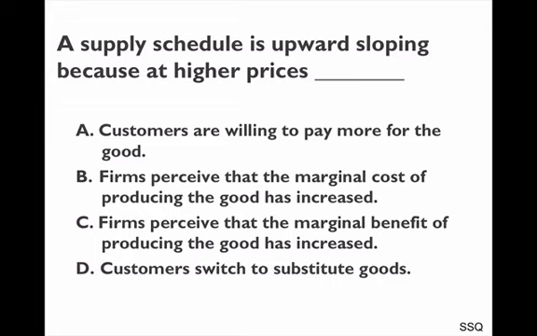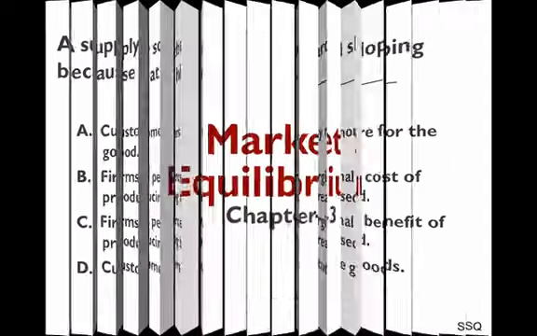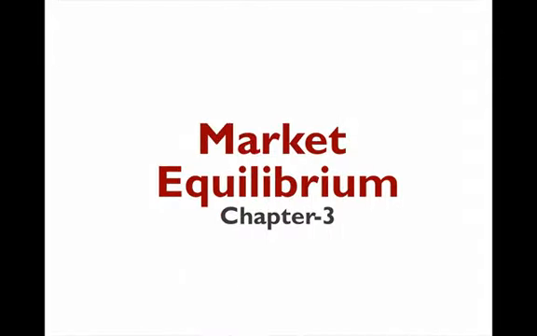So the reason why a supply schedule is upward sloping is that at higher prices, sellers are able to make more revenue, meaning the benefits are higher for sellers and more of them enter the market. So that's basically, let's see, customers are willing to pay more. No, supply has to do with firms. Firms perceive that the marginal cost of producing the goods has increased. Well, that's not true. What has increased is the benefit of producing the good, which is C. D has to do with demand. Okay, so we'll start with market equilibrium in the next video.